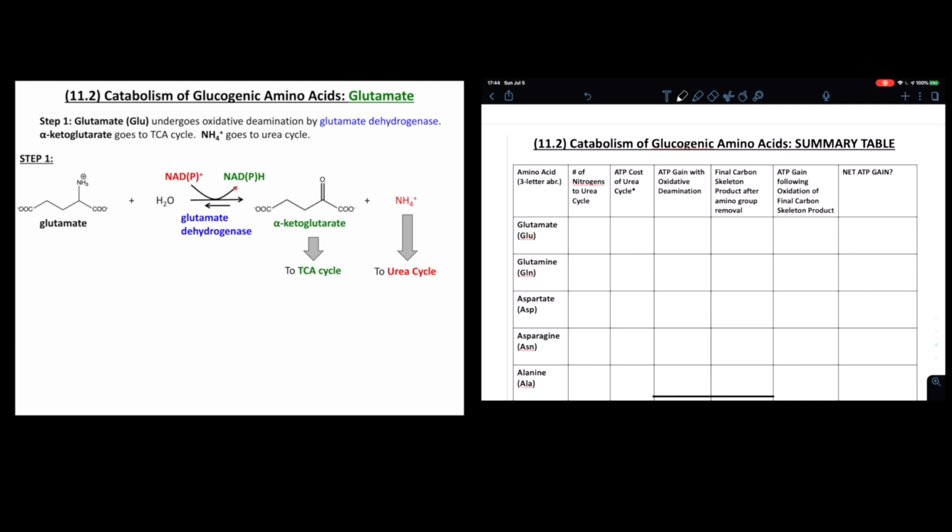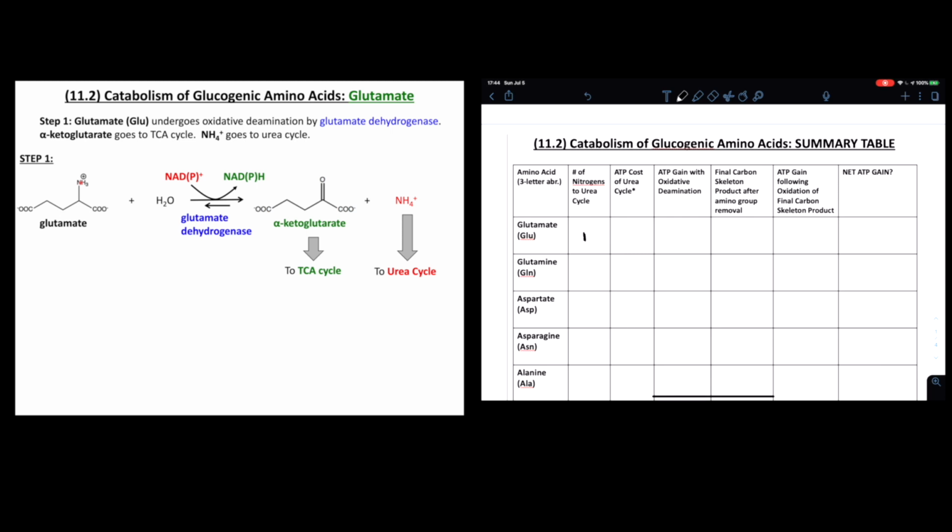And notice in this step, we produce an NADPH, and just assume for this course that the NADPH that gets produced during this glutamate dehydrogenase step is going to be worth 2.5 ATP, okay? So let's fill out this table over here. So how many nitrogens do we have in glutamate? We have 1. Now, what is the ATP cost of the urea cycle?